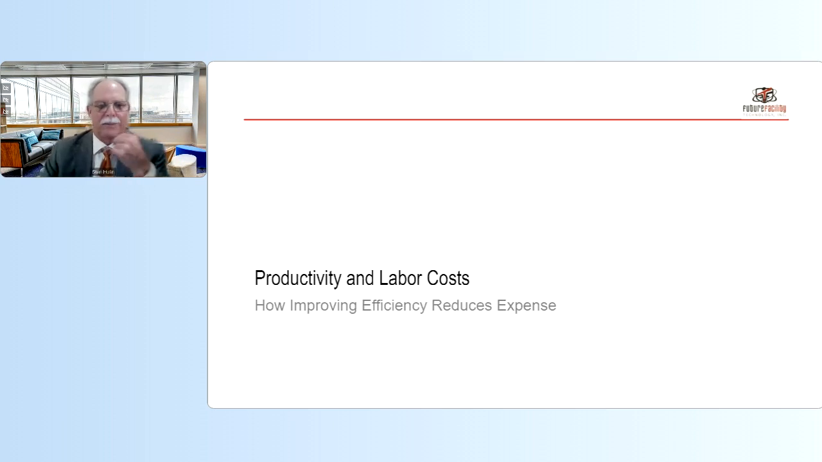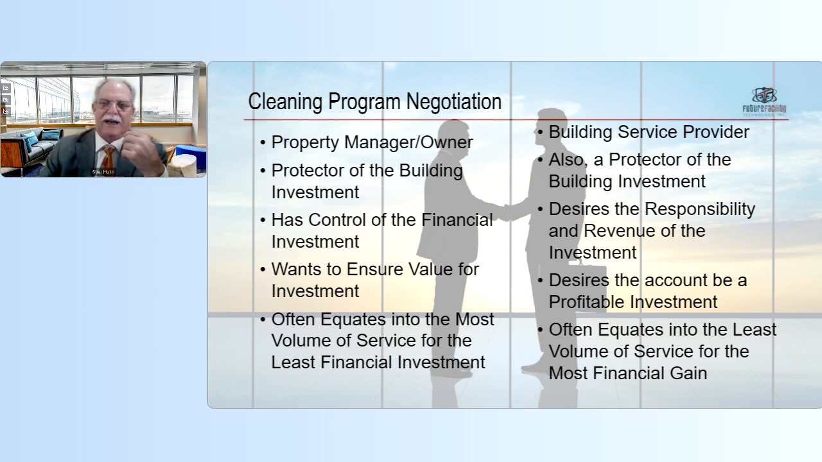So we're going to start with productivity and labor cost. And this entails how improving the efficiency can reduce the expense that you're paying out for labor costs. So the first thing we have to do is understand this dichotomy between the building service contractor and the property manager. The property manager or owner has a vested interest, and they want to protect the building investment, the money that they put in to paying the cleaning company to take care of it.